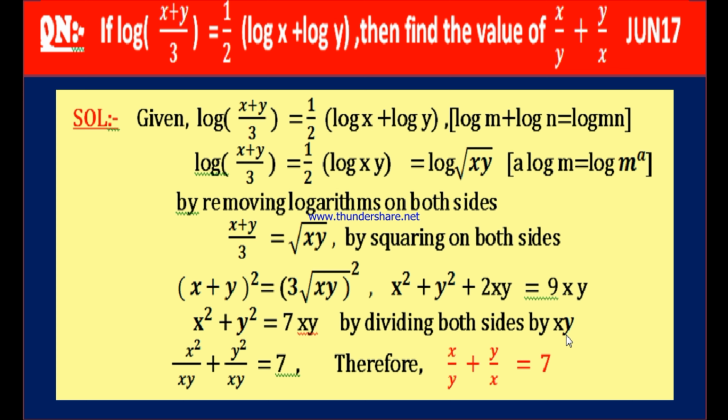Now by dividing both sides by xy, x square by xy plus y square by xy is equal to 7xy by xy. Therefore, if you cancel here, x square means x into x, and you can cancel this x with the denominator x, so that you have x by y plus y square means y into y. If you cancel y and this y, then you have y by x. x by y plus y by x is equal to 7xy by xy, which is 7.